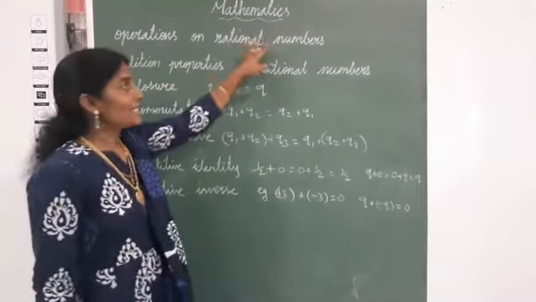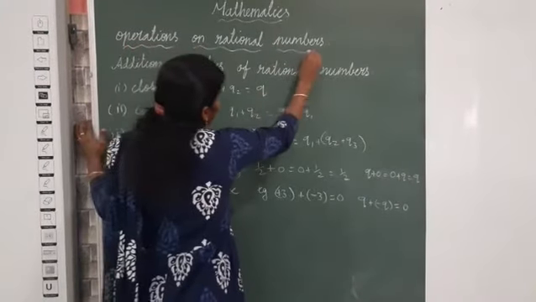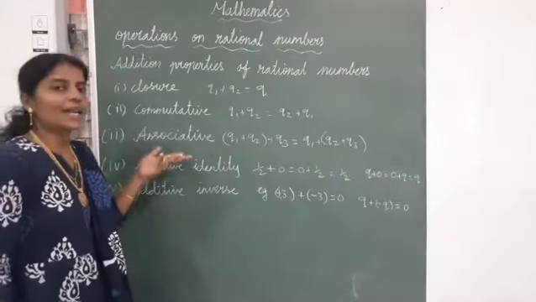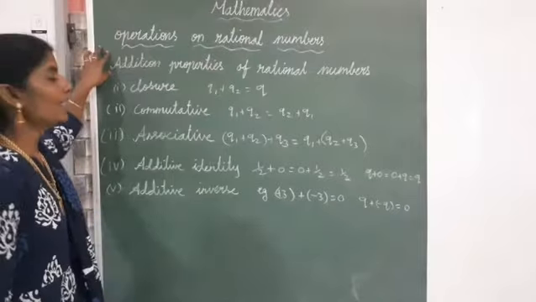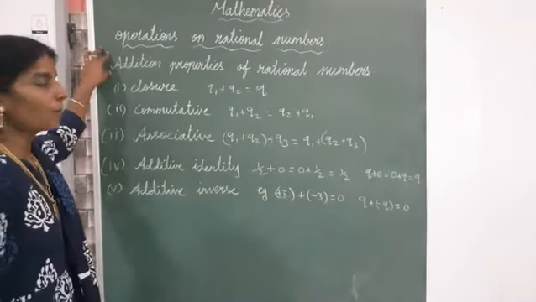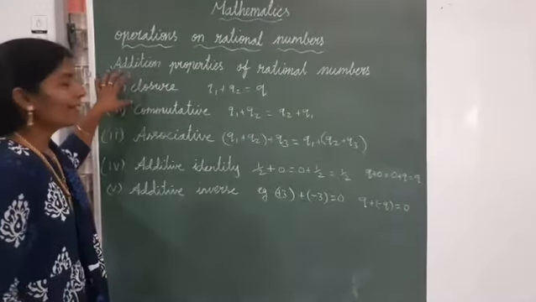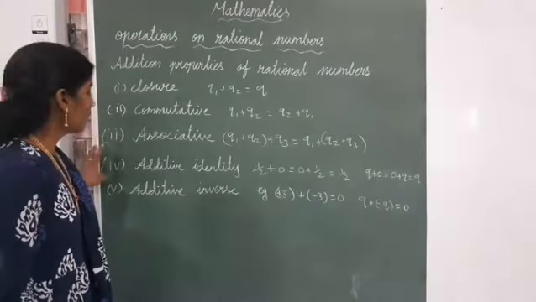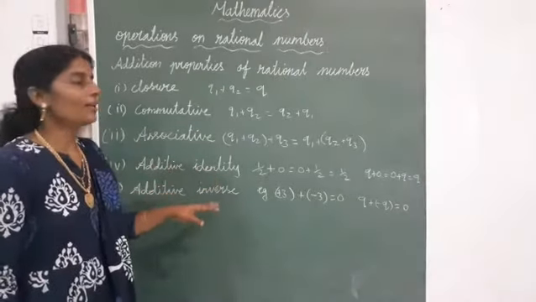Operations on rational numbers. What are the operations? Addition, subtraction, multiplication and division. Now here, addition properties of rational numbers. What is the first property? Closure property of addition. Closure property, then commutative, then third one associative property, then fourth one additive identity, then additive inverse.